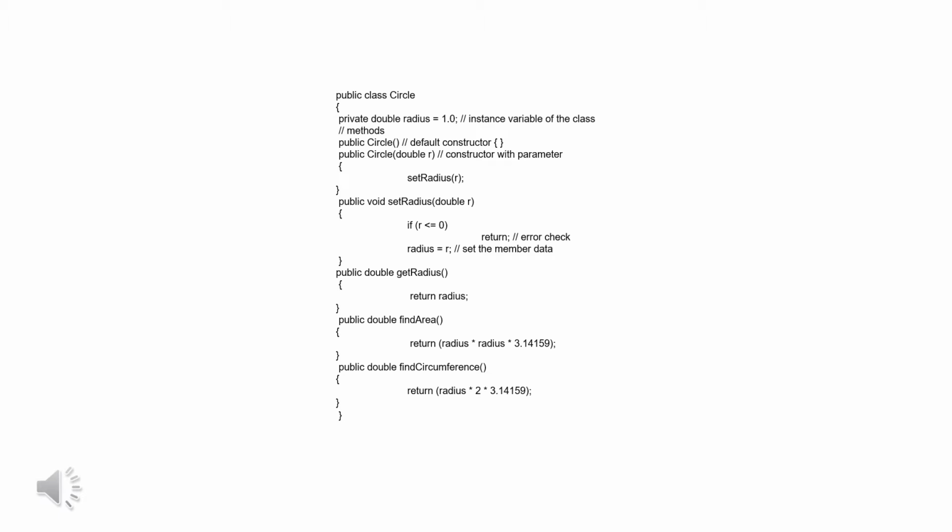So as you see, this is a very simple class named circle. It has one variable and several methods. Two of these methods are actually constructors, right? They are used to initialize objects from this class, and four are methods that do something. For example, we'll set the radius, we'll return the radius, we'll compute the area, and we'll compute the circumference.